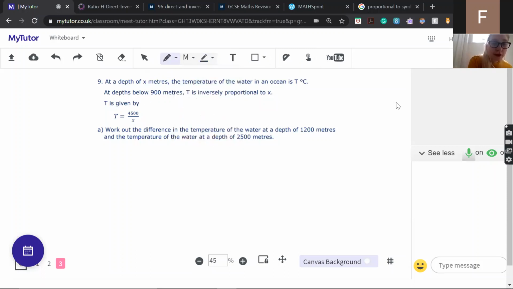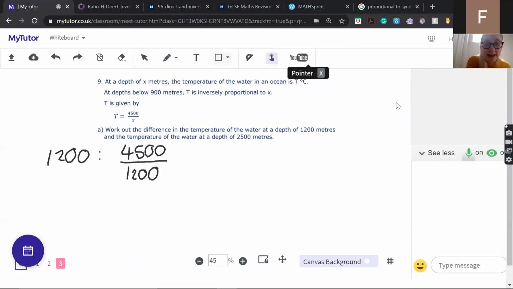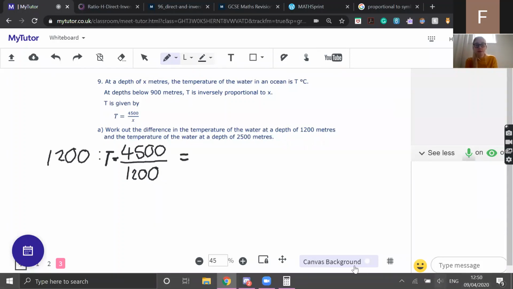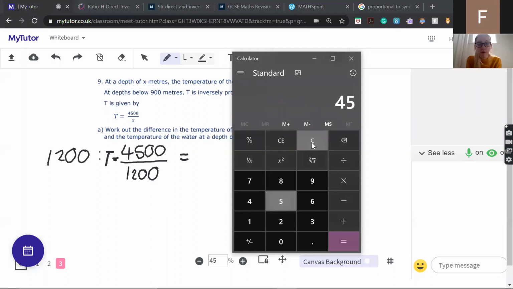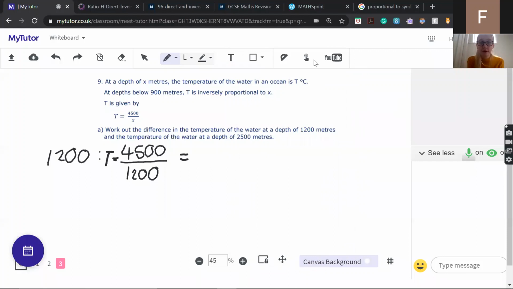So at 1,200 meters, it's going to be 4,500 divided by 1,200, because x is our depth. I'm just replacing x here. I really should have written T equals. And that's going to be equal to 4,500 divided by 1,200, 3.75 degrees.